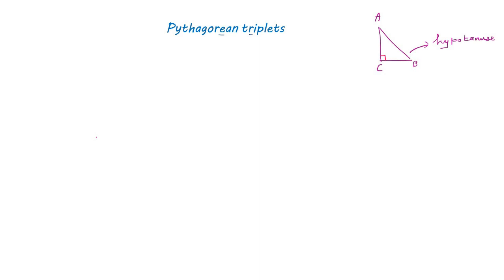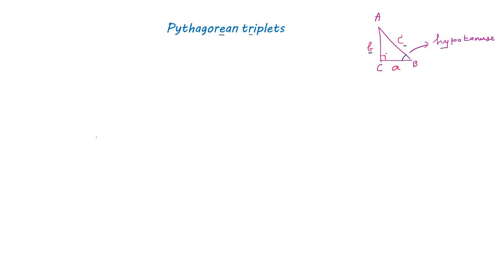We call the sides a, b and c. The side opposite to angle A is a, lowercase letter. The side opposite to angle B is b. The side opposite to angle C is c. Usually the angles we represent with capital letters, and the opposite sides we represent with lowercase letters.